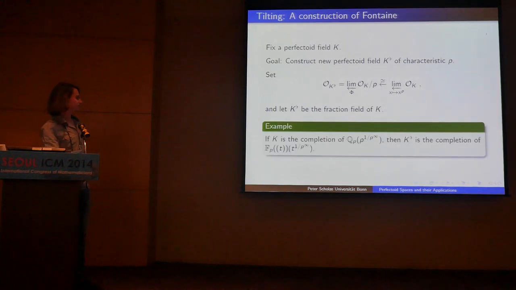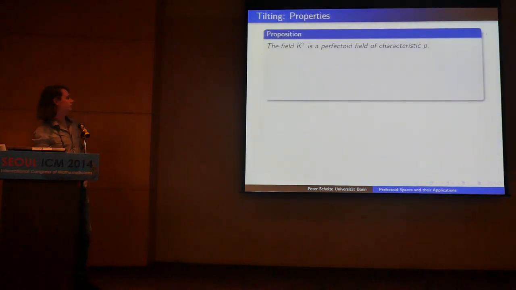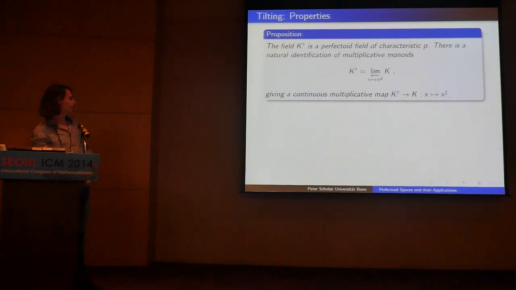And to give you some idea that this does the correct thing, if K is the completion of Q_p where you join all p-power roots of p, then its tilt will be the corresponding characteristic p field. In general, this is a similar functor which takes the characteristic zero thing to the analogous, in some sense, characteristic p. And so the proposition is that you do always end up with a perfectoid field of characteristic p. And as a set endowed with multiplication, you can actually describe it easily. It's just the inverse limit over the p-th power map on this field K.